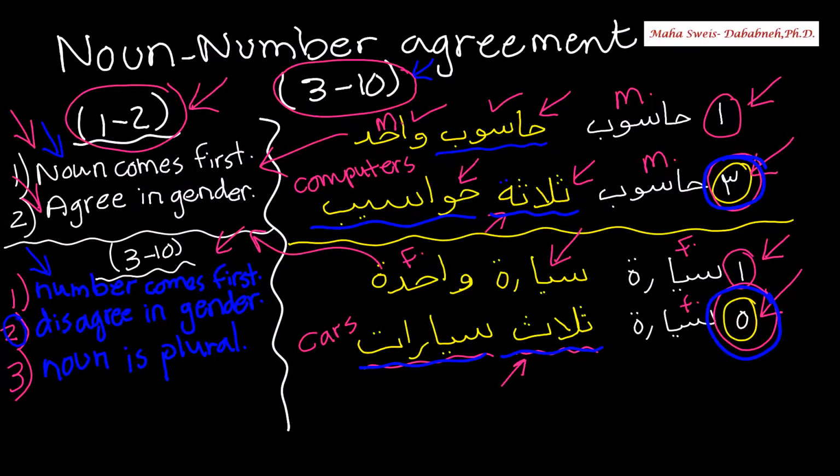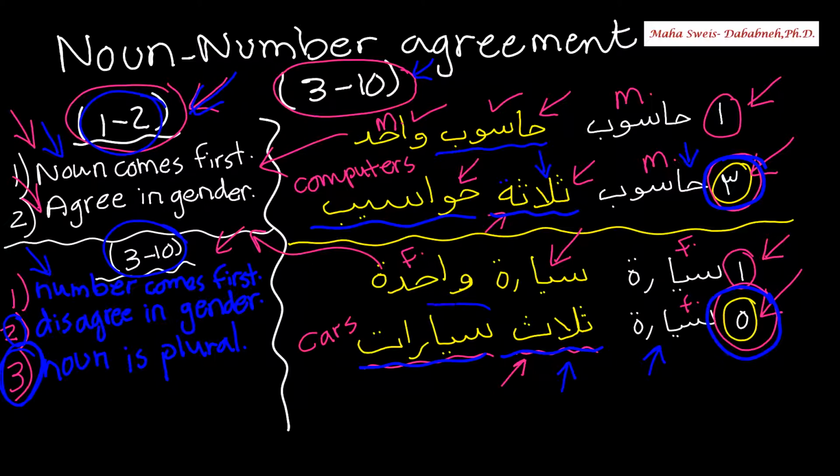Number 2: they disagree in gender. Hasub is masculine, but the number here is feminine. Siyara is feminine, but the number here is masculine. So if I compare the rules for 1 and 2 to this group, 3 to 10, you will see that they are opposites. If you already know the rules for 1 and 2, then all the rules for 3 to 10 are the opposite. But we are adding something else.